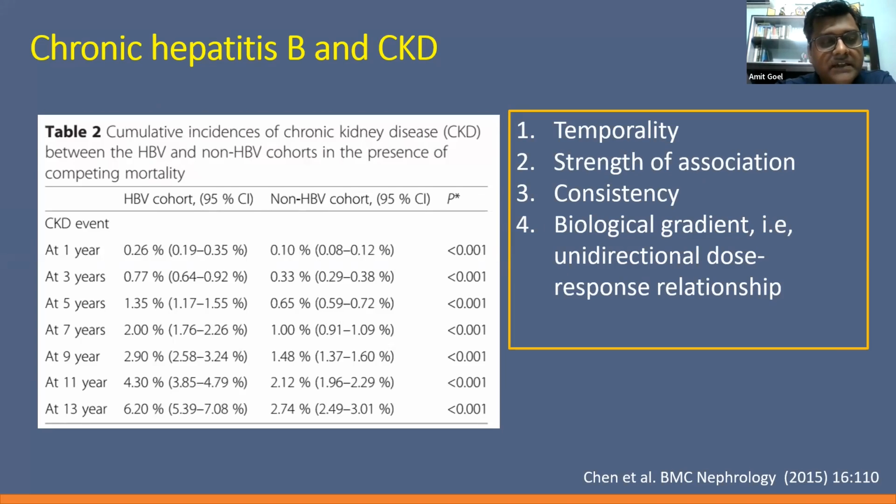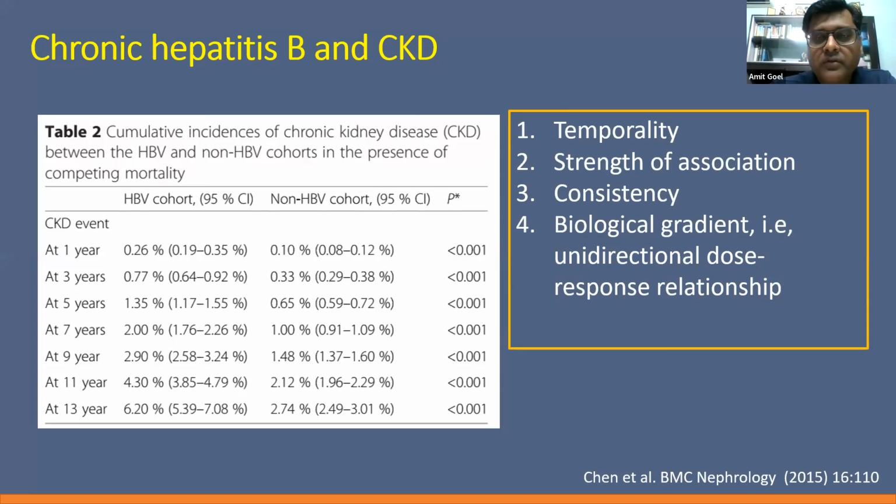At 1 year, 3 year, 5 year, 7 year, 9 year, 11 year, and 13 year, at every level, you will see that the risk or incidence of chronic kidney disease was higher in HBV cohort as compared to non-HBV cohort. And the second important observation in this table is biological gradient, which we just talked about. With every year, the risk of chronic kidney disease was increasing for the cohort of HBV as well as non-HBV. So this is a very important observation.